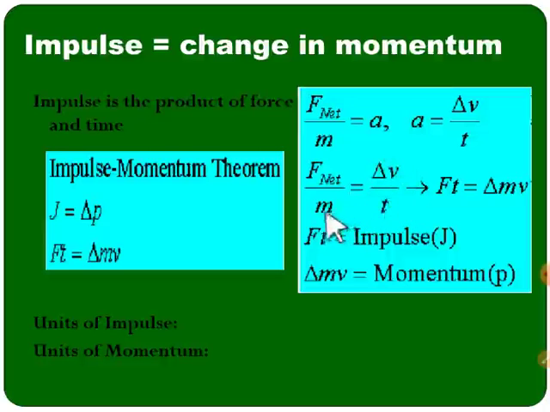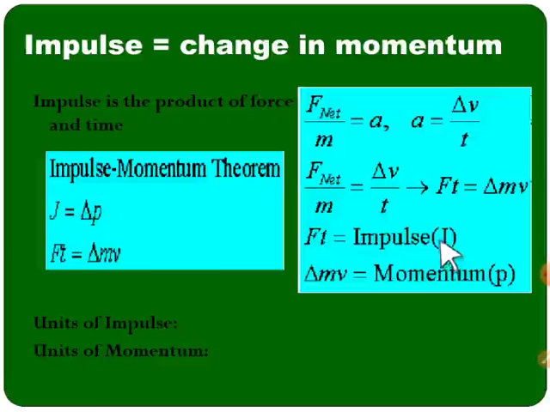So if you cross multiply this m to the right hand side, and this t to the left hand side, then the product of force and time will be equal to what? Change in momentum. Delta represents change, and mass into velocity means momentum. So the product of force and time gives you change in momentum. So F into t, that means force into time taken, is what we call impulse, and it is denoted by J.